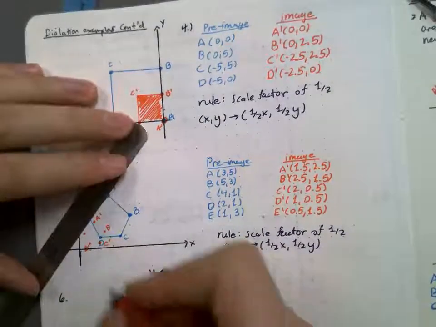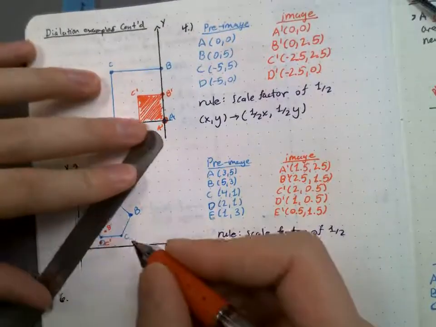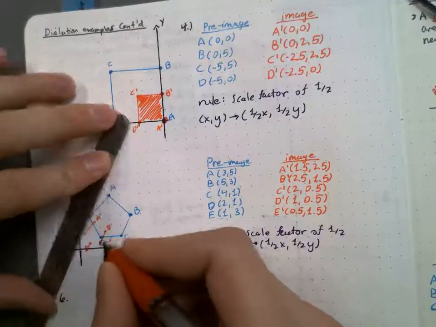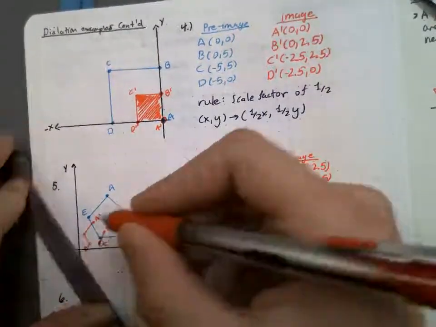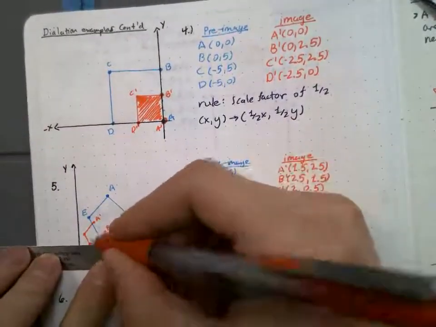Okay. So yes, they can get pretty annoying depending upon how we graph them out and what the size is and all that stuff.